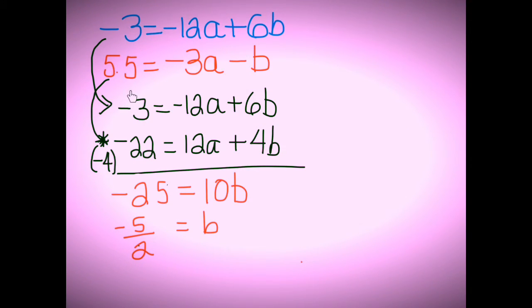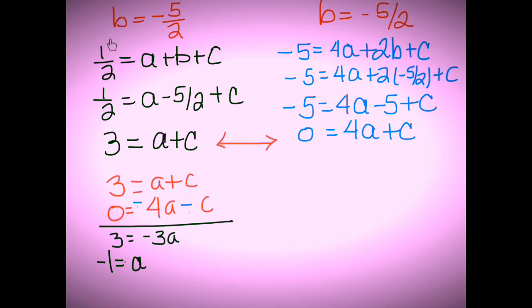We are going to take those two equations that we eliminated c and bring those together. We're going to bring the first one down, and then the second one, as you can see, we're going to multiply it by -4 so that we can get rid of another variable. When we do that, we get -25 is equal to 10b, and we divide by 10 and we simplify, and we get b is equal to -5/2.